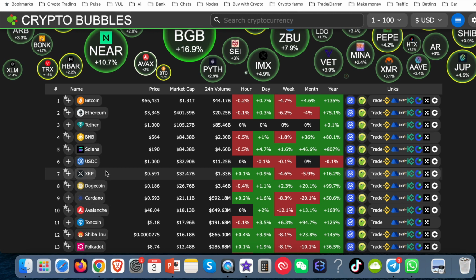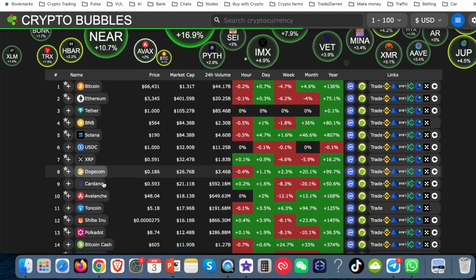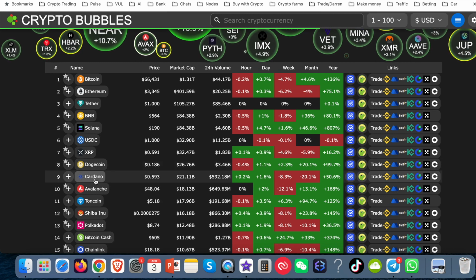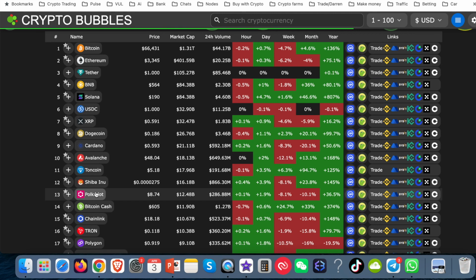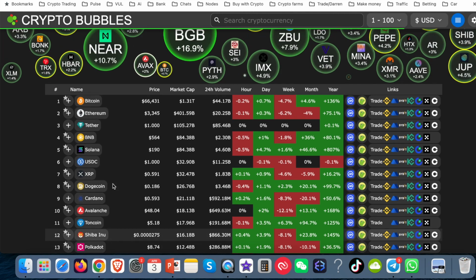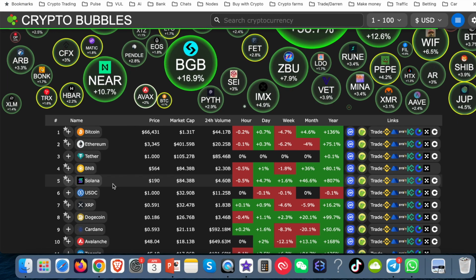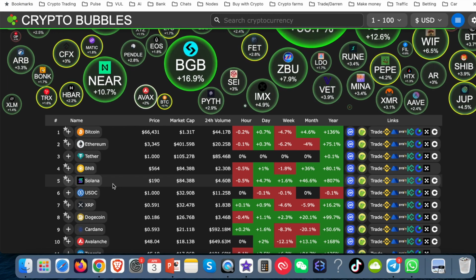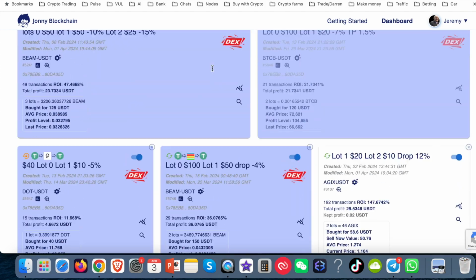Same as with Ethereum, same as with BNB, same as with Solana. XRP, yeah, I'm not as confident about XRP. Dogecoin, not as confident about Dogecoin. Cardano, I like that token. Avalanche, I like that token. Polkadot, I like that token. Bitcoin Cash, again, on the fence with that token. So tokens that I feel very, very confident with, I will set up with bigger amounts and leave it just to the default settings.